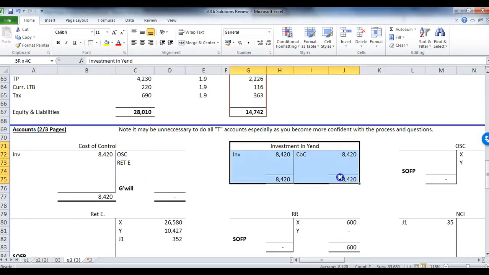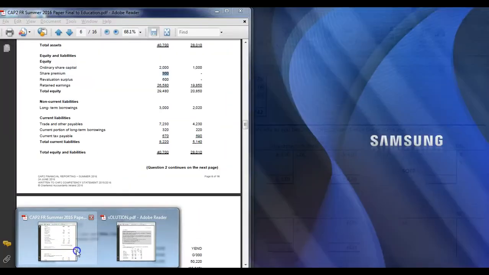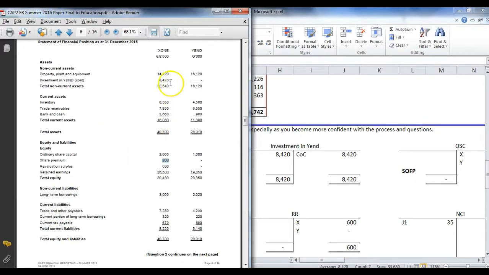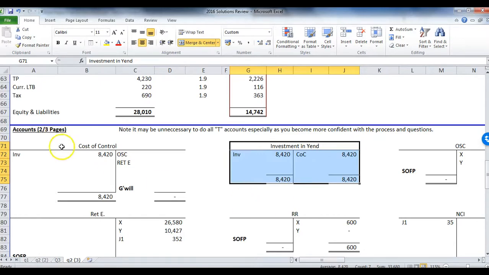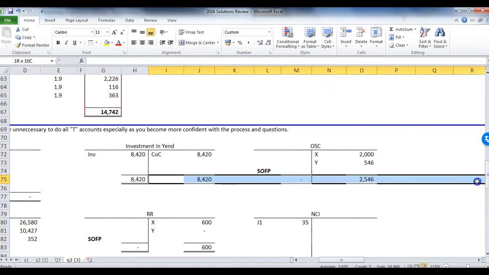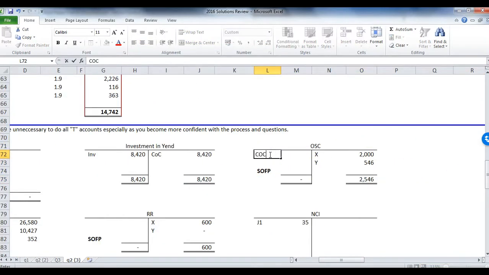So the investment is 8420. Again, you can open up a T account, you don't really need to. That's going to be cleared out to the cost of control. Right, as you see, here's the cost of control. The ordinary share capital, the parent's portion is 90%, goes to the cost of control, and the NCI will get 10%.